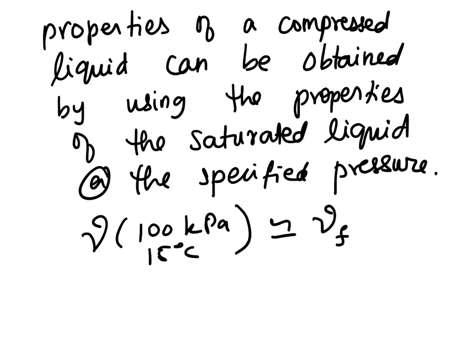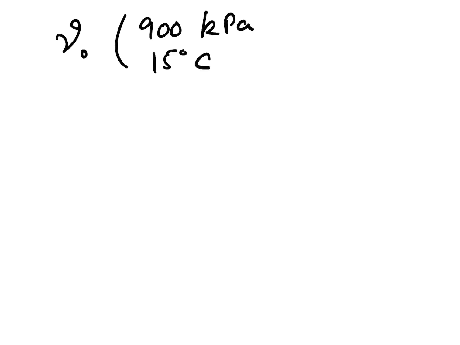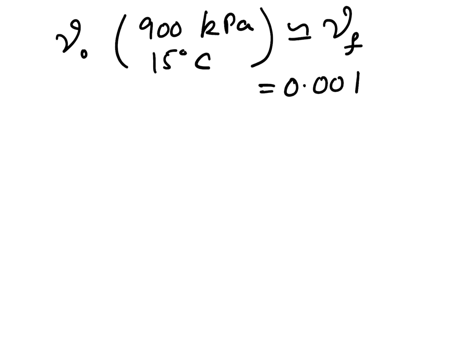So by that assumption, the specific volume at 100 kPa and 15 degrees Celsius is approximately equal to the specific volume of the saturated liquid, which is 0.001043 meter cube per kilogram. So we have the specific volume at the inlet equal to 0.001043. Similarly, the specific volume at the outlet, which is 900 kilopascal and 15 degrees Celsius, is approximately equal to the specific volume of the saturated liquid at that temperature, which is 0.001121 meter cube per kilogram.